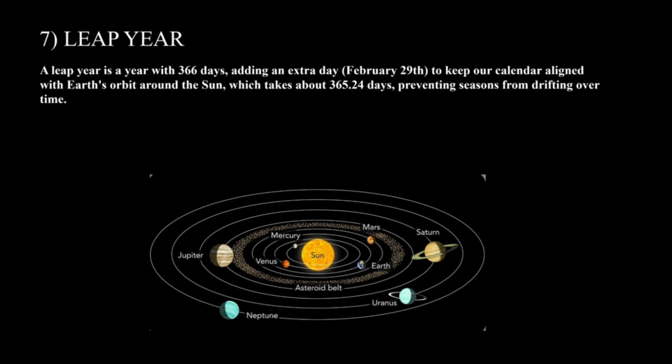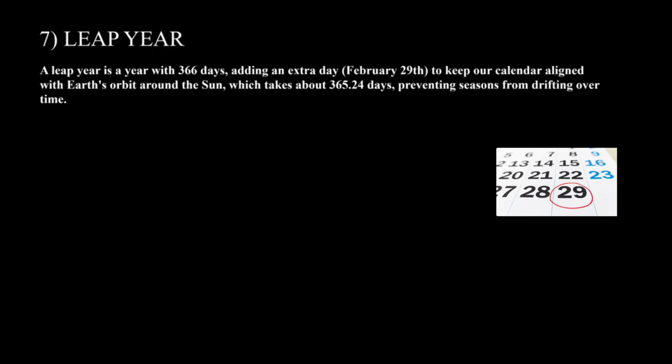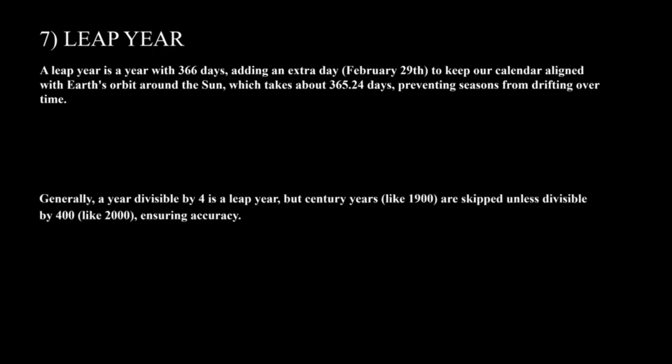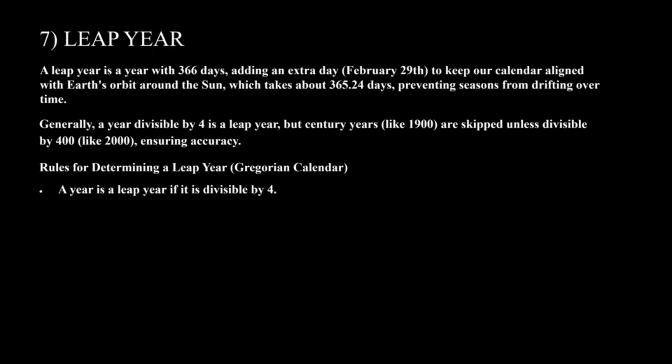That's called leap year. A leap year is a year with 366 days, adding an extra day to keep our calendar aligned with Earth's orbit around the Sun, which takes about 365.24 days, preventing seasons from drifting over time. Generally, a year divisible by 4 is a leap year, but century years are skipped unless divisible by 400, ensuring accuracy.